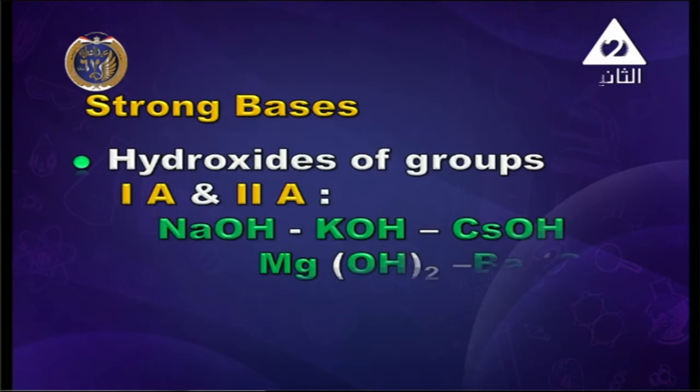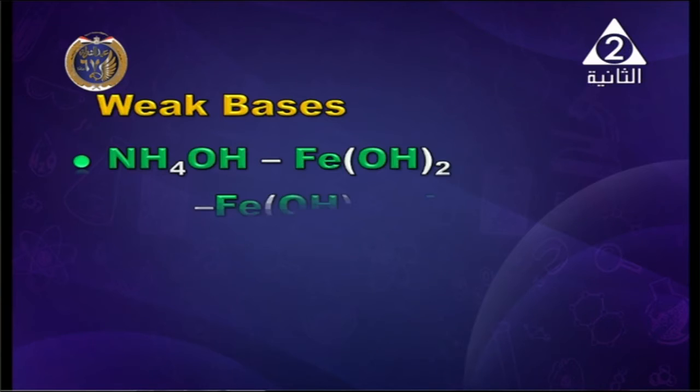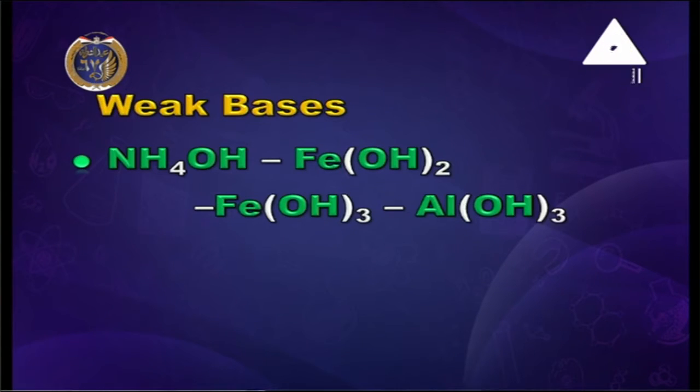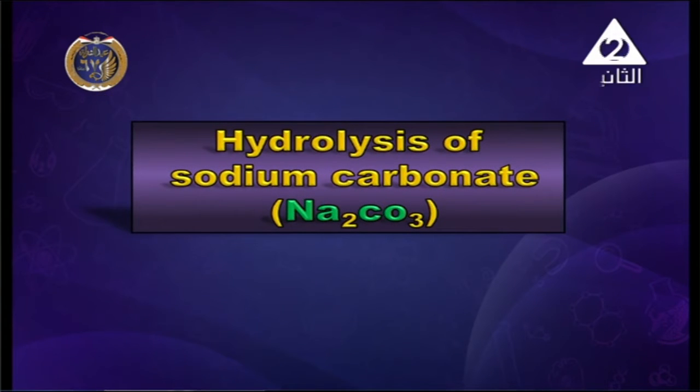Strong bases here are the hydroxides of group 1A and 2A: sodium hydroxide, potassium hydroxide, cesium hydroxide, magnesium hydroxide, barium hydroxide, and weak bases: ammonium hydroxide, iron 2 hydroxide, iron 3 hydroxide, and aluminum hydroxide. So we are going to discuss the hydrolysis of some salts.